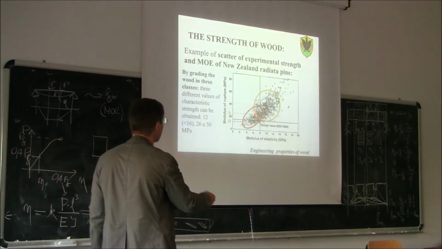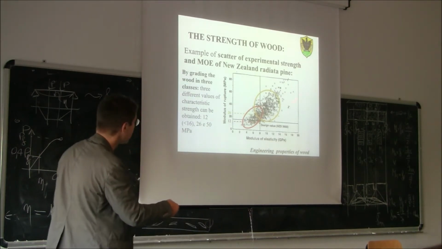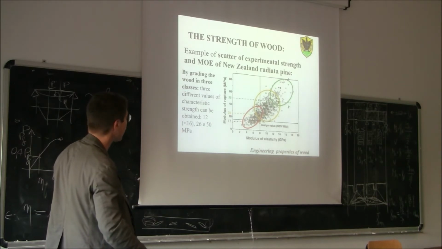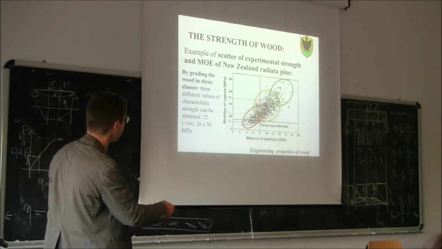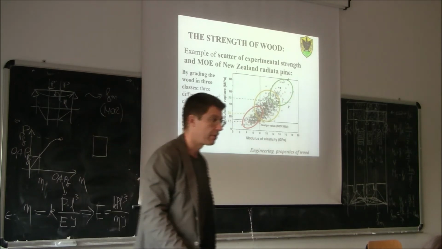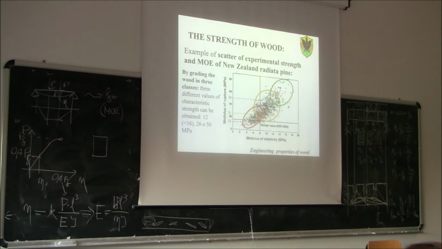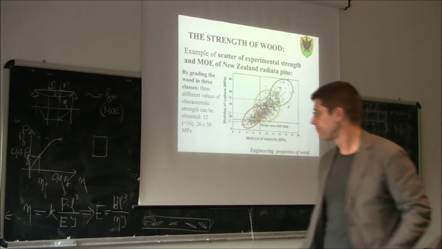Then we would have a medium strength class. In this case, you can see that the characteristic strength would be much higher, 26. And then we could have a higher strength class. In this case, we would have a characteristic strength of 50. So in this way, as you can see, we start optimizing the pieces of wood. The worst ones go to a lower strength class, but the best ones go to a better strength class, meaning that we can use the best pieces when we need more, and the worst pieces when we need less.